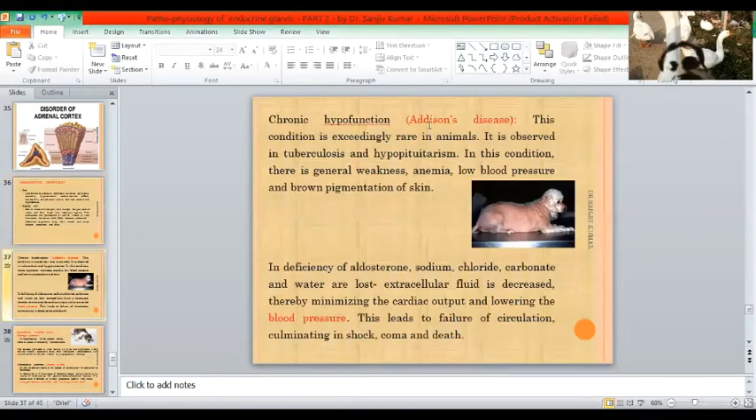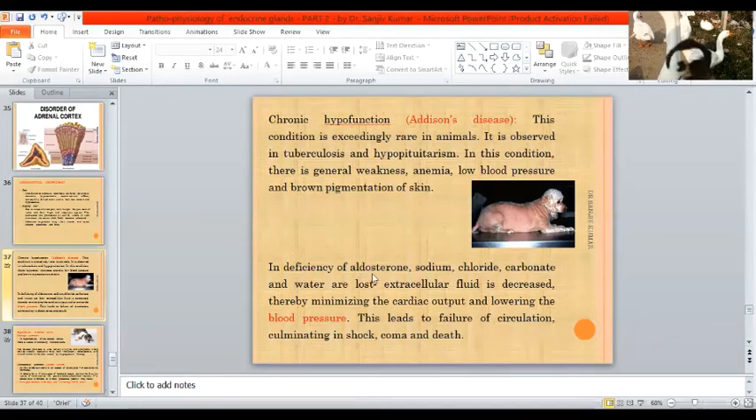Also, there is Addison's disease. This term is more important in humans. It is exceedingly rare in animals. Addison's disease is usually not seen in animals, but is important in human cases. So, the body will show weakness, anemia, BP will be decreased, and the skin will become brown pigmented. This diagram is showing a rare case of Addison's disease in a dog.